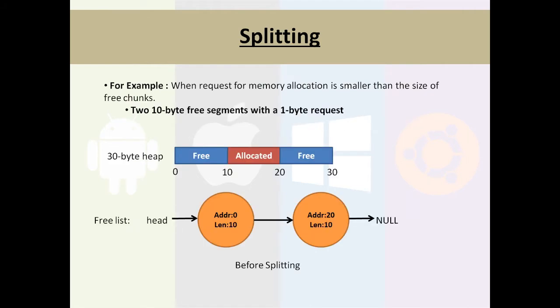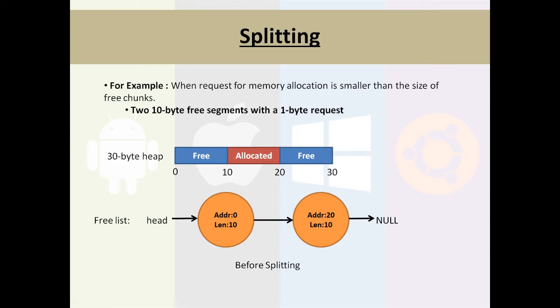There are 2 10-byte free segments with a 1 byte request. So we're trying to find space for 1 byte of data. And in total we have this 30-byte heap. So we have 0 to 10 is free, 10 to 20 is allocated, and 20 to 30 is free.